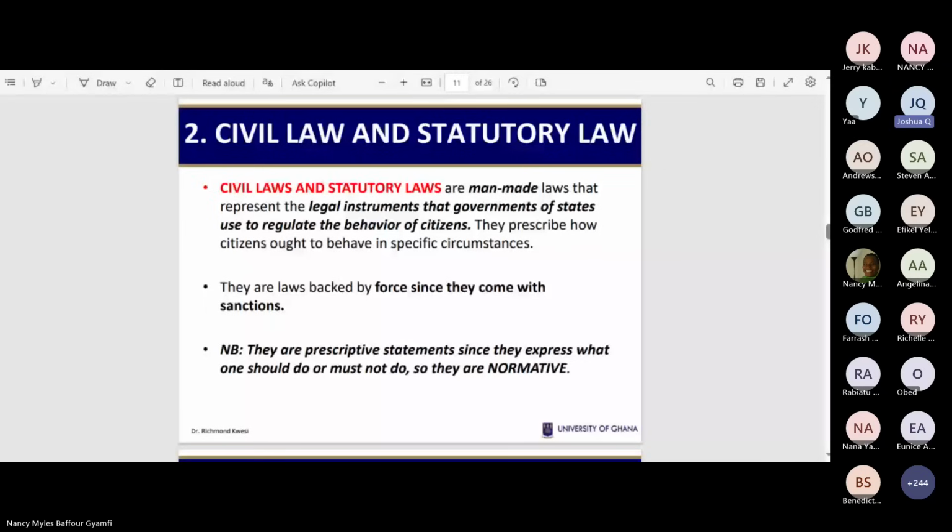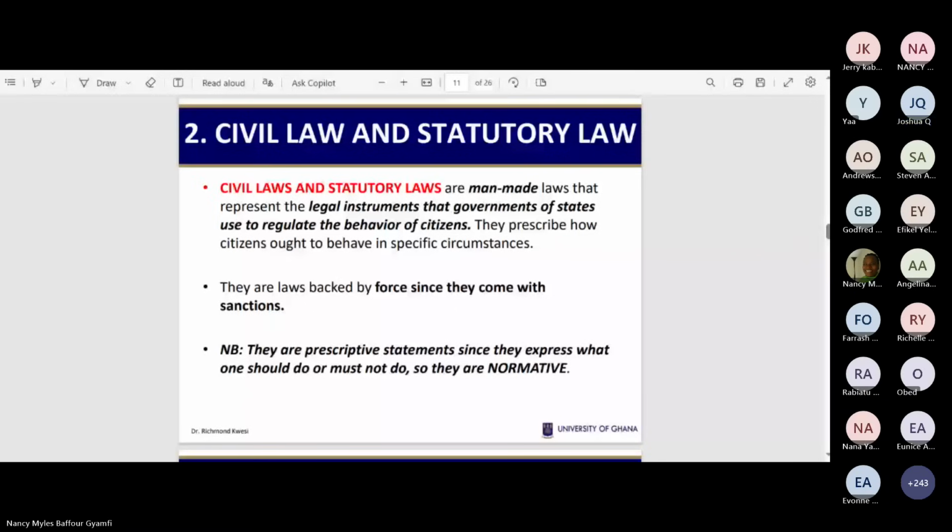Civil law and statutory law. Civil laws and statutory laws are man-made laws that represent the legal instruments that governments of states use to regulate the behaviors of citizens. They prescribe how citizens ought to behave in specific circumstances. They are laws backed by force since they come with sanctions.